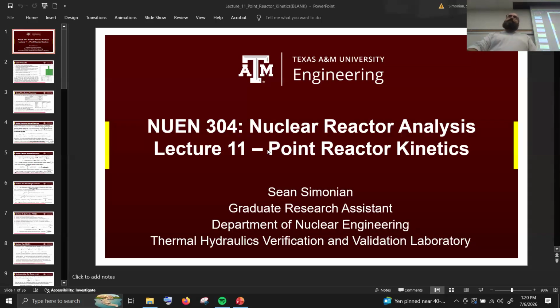And we'll also talk a bit more about what it means to have a transient, and what aspects of our reactor system could be changed, which would cause the time dependence of our system to change.